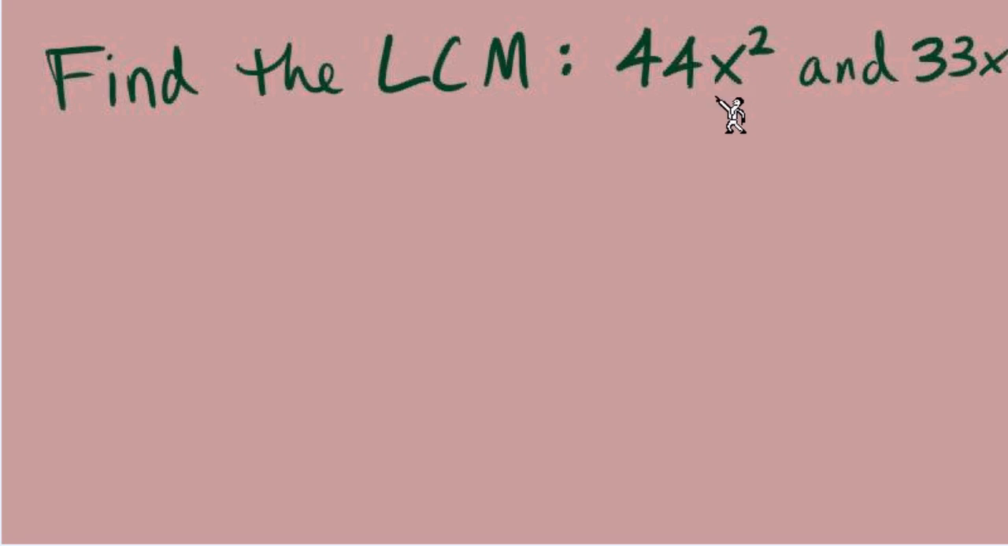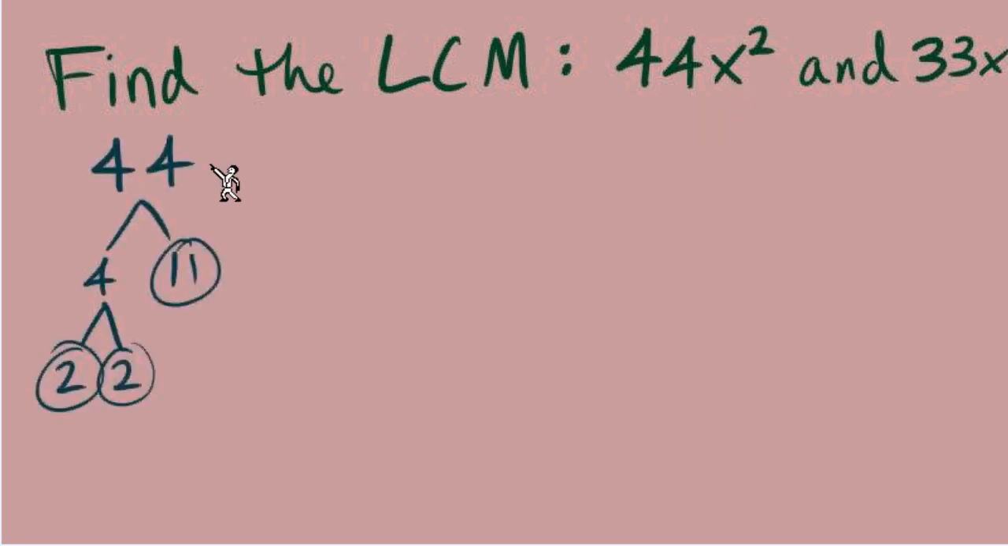So here's my answer. I'm starting with factor trees to find the prime factors. From 44, I ended up with 2 times 2 times 11. Now this is an x squared, so I actually need 2 x's. You might not have thought about this is how we should handle x squared, but it is anytime we have an exponent on one of these variables.